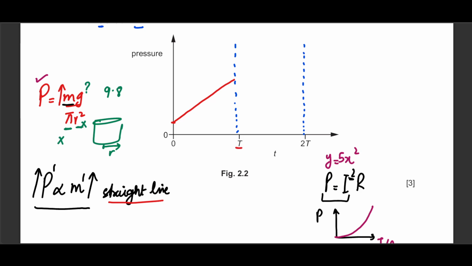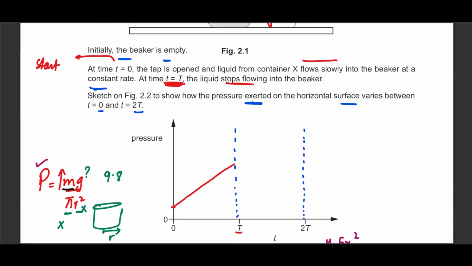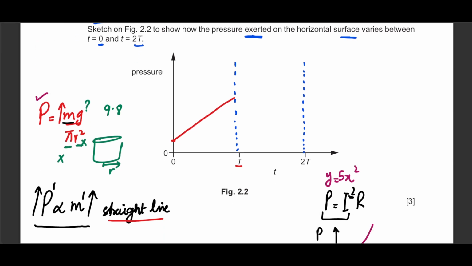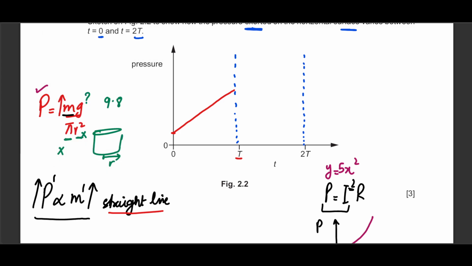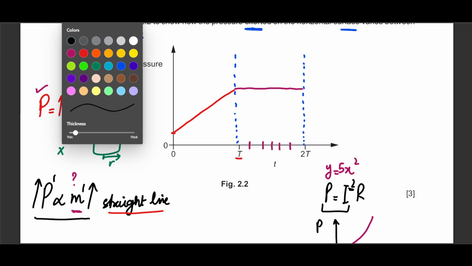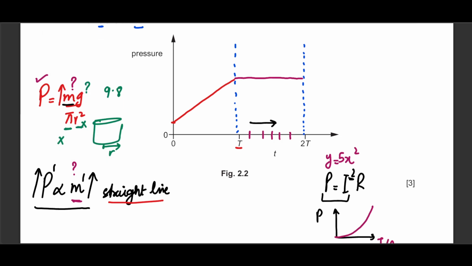Now, after time t, he says that the liquid stops flowing, which means that whatever amount of liquid there was going to be is already present. Is there any more liquid being added? No. So when there is no more liquid being added, it means that the value of mass has now become stagnant. It has now become constant. It's not changing or increasing. So even if time is passing by, are you changing the value of mass, or the value of mg, in any sense? You're not. So that is why it's going to be a straight horizontal line, because nothing is changing and the pressure during this time remains constant. Because time is moving on, your pressure's value is not changing. That's the shape of the graph.